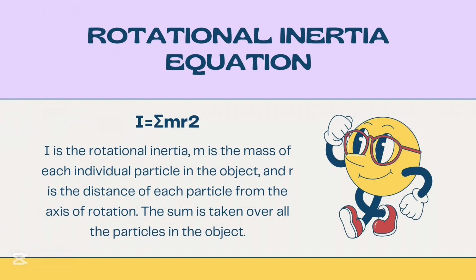As you look here, the rotational inertia equation for a system of particles is given as I equals the sum of m times r squared. In this equation, I is the rotational inertia, m is the mass of each individual particle, and r is the distance of each particle from the axis of rotation. The sum is taken over all the particles in the object.